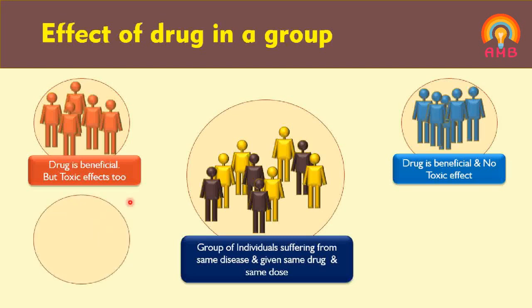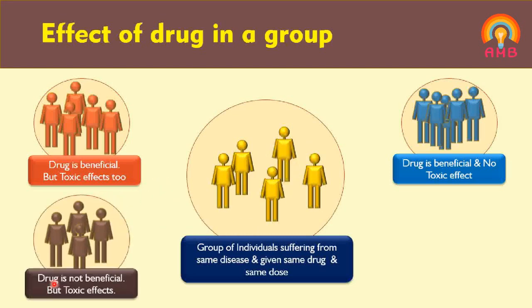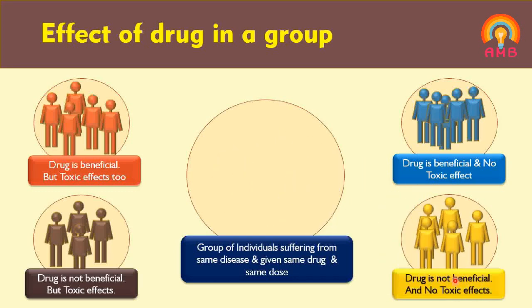In some people the drug is not found beneficial, but it produces toxic effects, and in some people the drug is not found beneficial and toxic effects are also not seen in them. So if we are giving the same drug in the same dose to a group of people having the same disease, we can get a variety of people, isn't it? So here we can see that the intensity of effect of a drug as well as the required dose to produce the same effect may vary among different individuals.